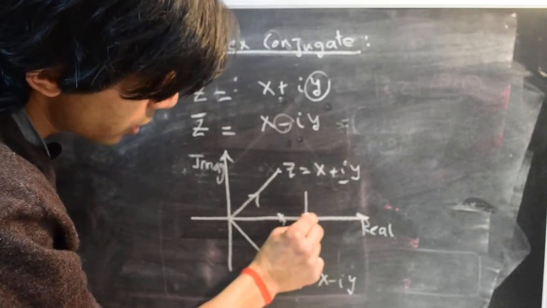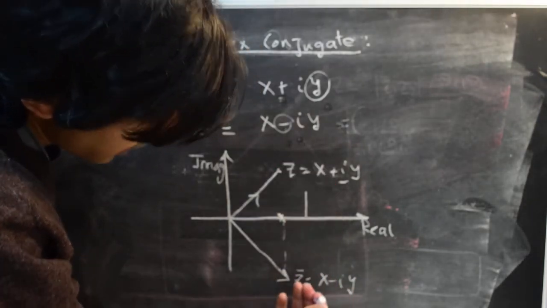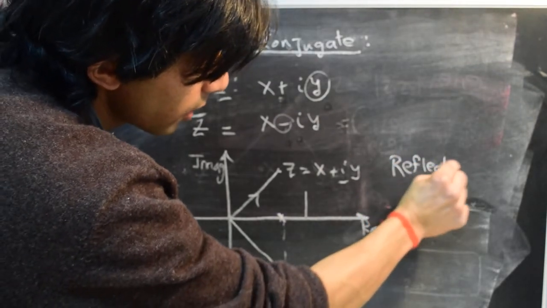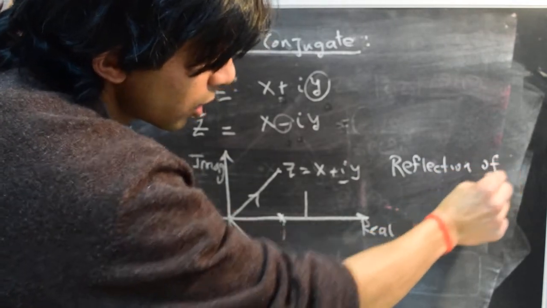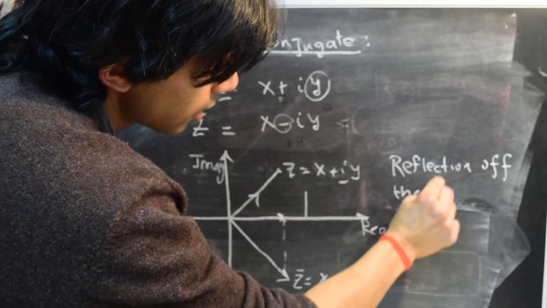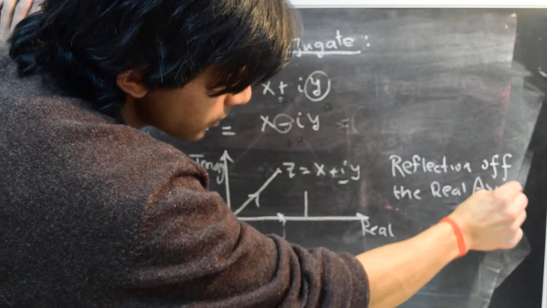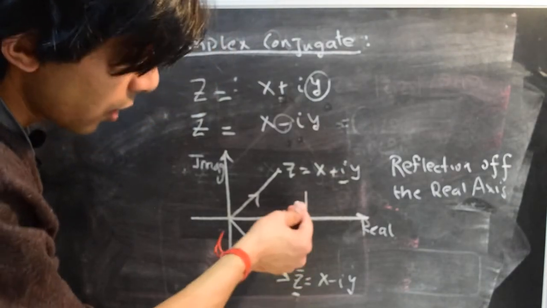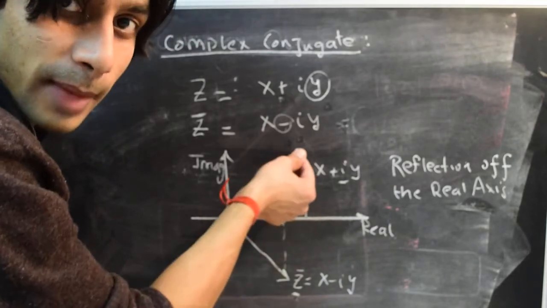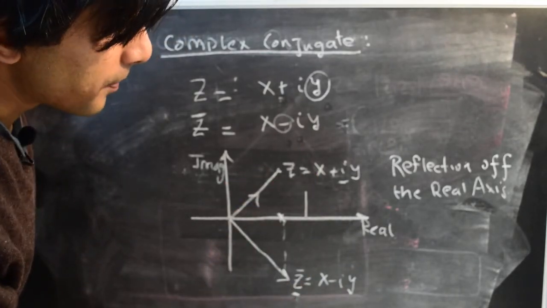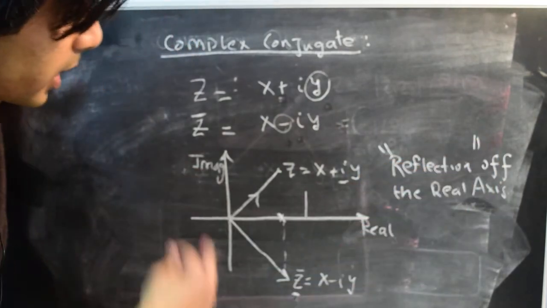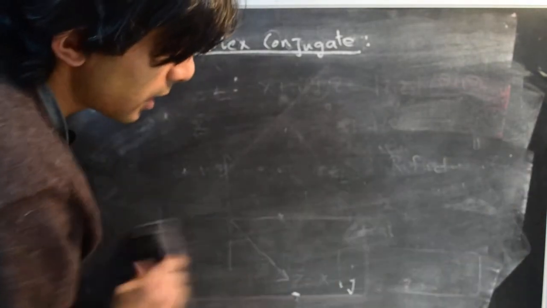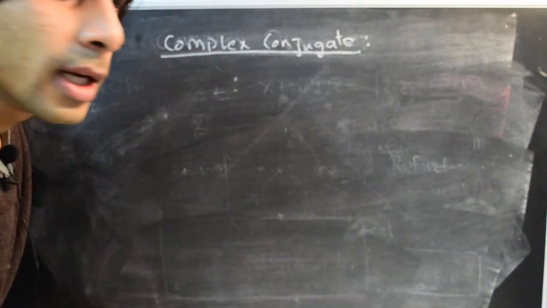So this can be thought of as a reflection off the real axis. So we're reflecting this and seeing its image in the real axis. And hence we can see if we take the conjugate twice, then we are reflecting z bar off the real axis again, and then we end up coming back to z. So that's like taking two images. So it's like a reflection, and that's the geometric meaning of what the conjugate stands for.